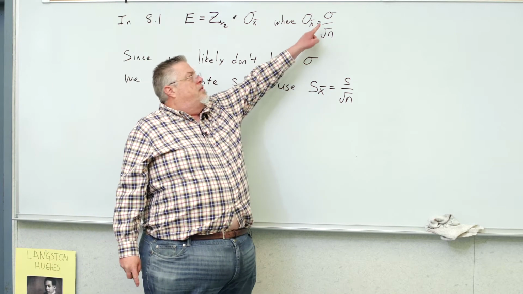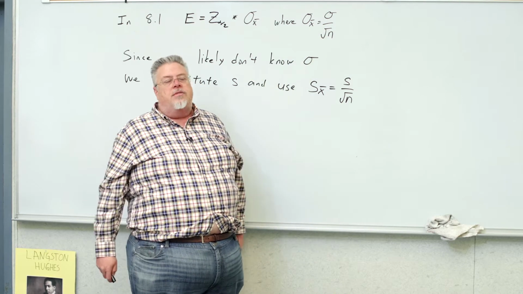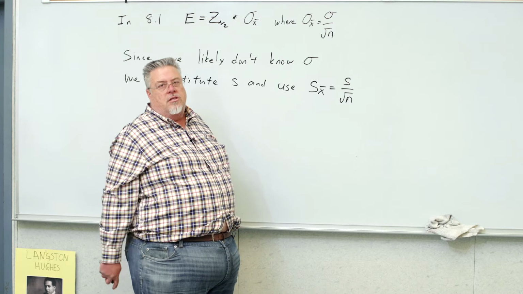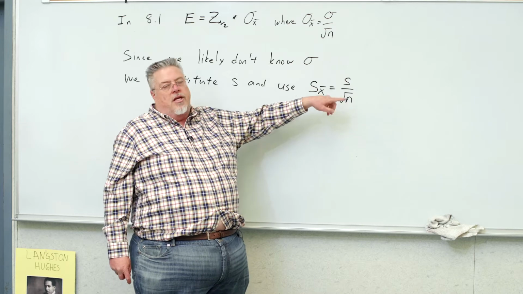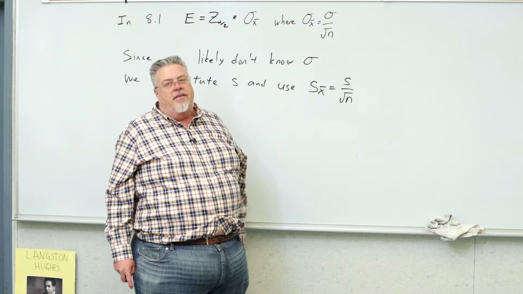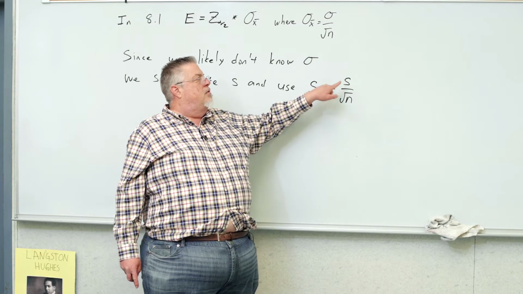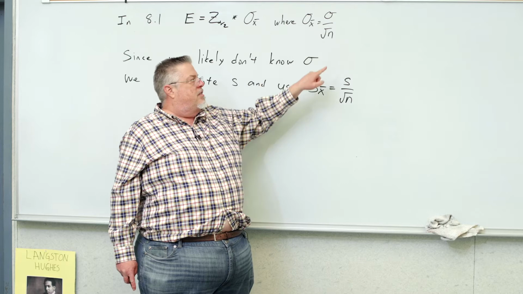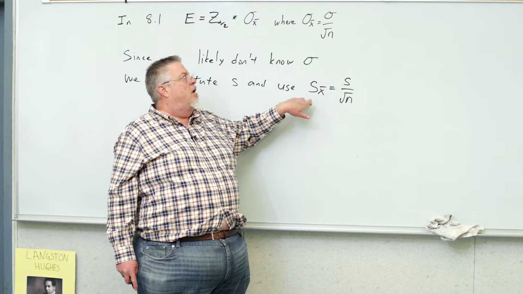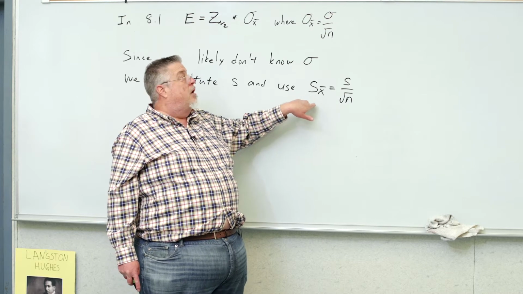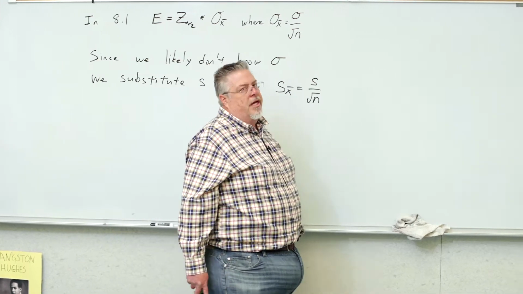I don't know sigma, the population standard deviation. I do have some data. Most of these problems, somebody else crunched the data for you and gave you the sample standard deviation. But if you had the raw data, you could find the sample standard deviation, still divided by root n. So all we've really done was substitute S here in place of sigma, and we're calling it now standard deviation of x bar, but sample standard deviation of x bar, as opposed to using sigma, the symbol for population standard deviation.